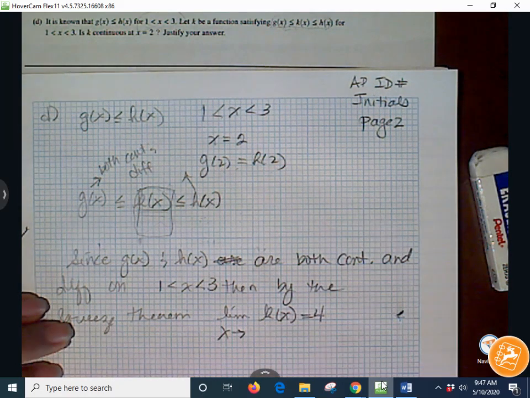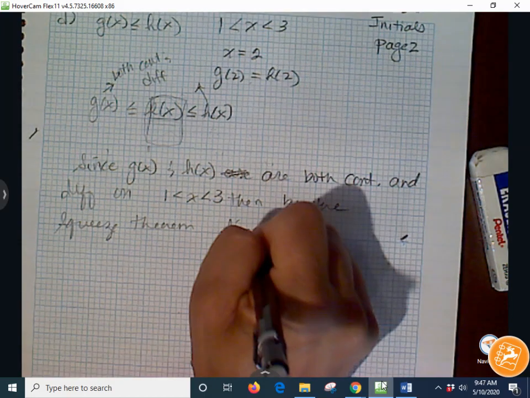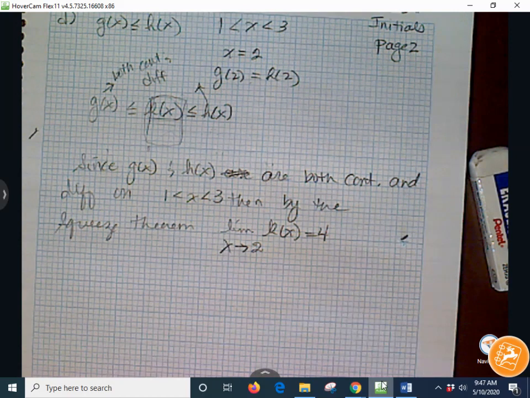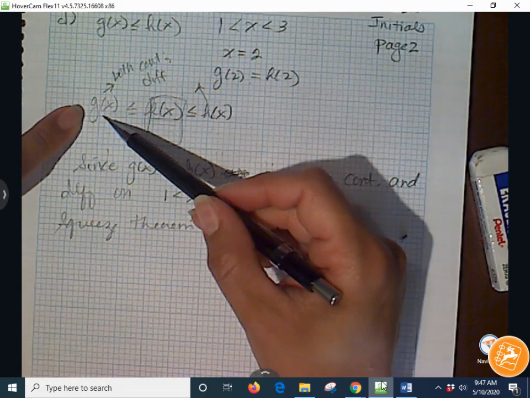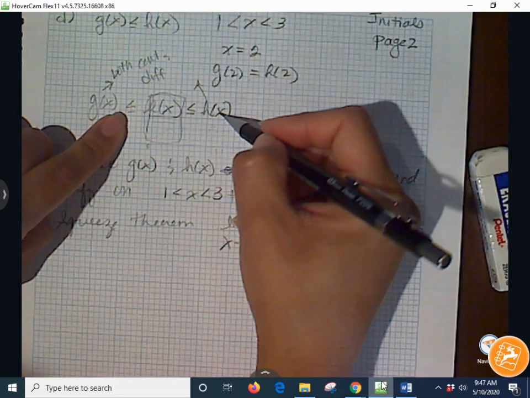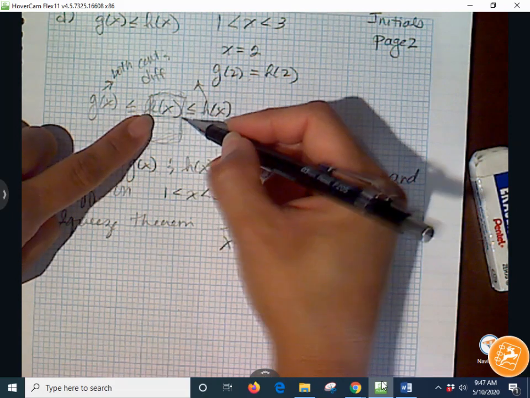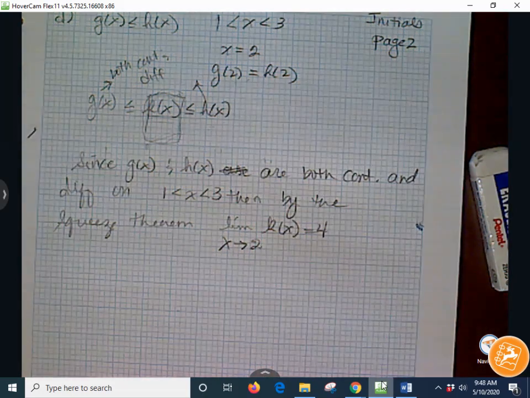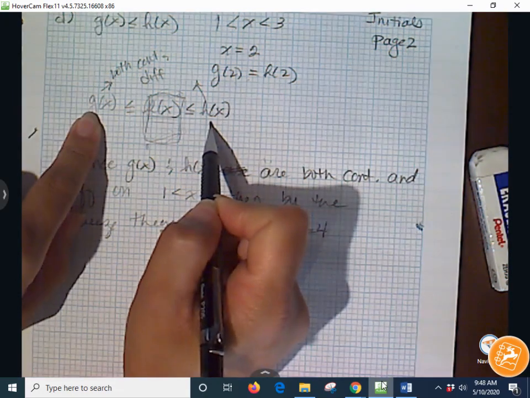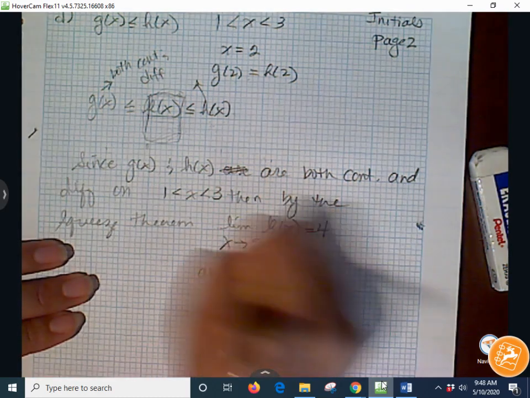Is equal to 4, okay? Because the squeeze theorem, I forgot this, the squeeze theorem involves limits. So the limit of this guy and then the limit of this guy. By the squeeze theorem, the limit of this one will be the same, if these two are equal to each other, okay?